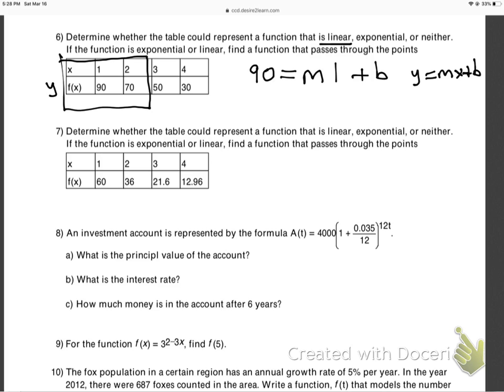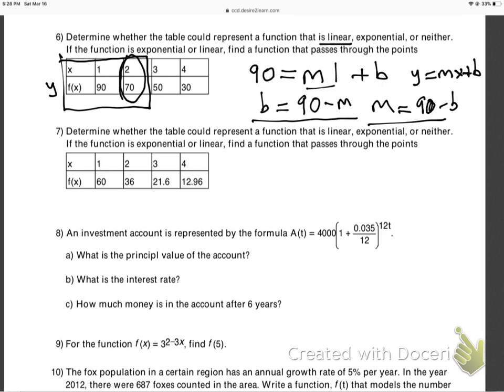So what do I have from that? You could say that b equals 90 minus m, because that's just 1m, or m equals 90 minus b. Right now, not sure which one to choose, but there we go. Now, how about I pick this other point? So when x is 2, we also have 70 equals m.